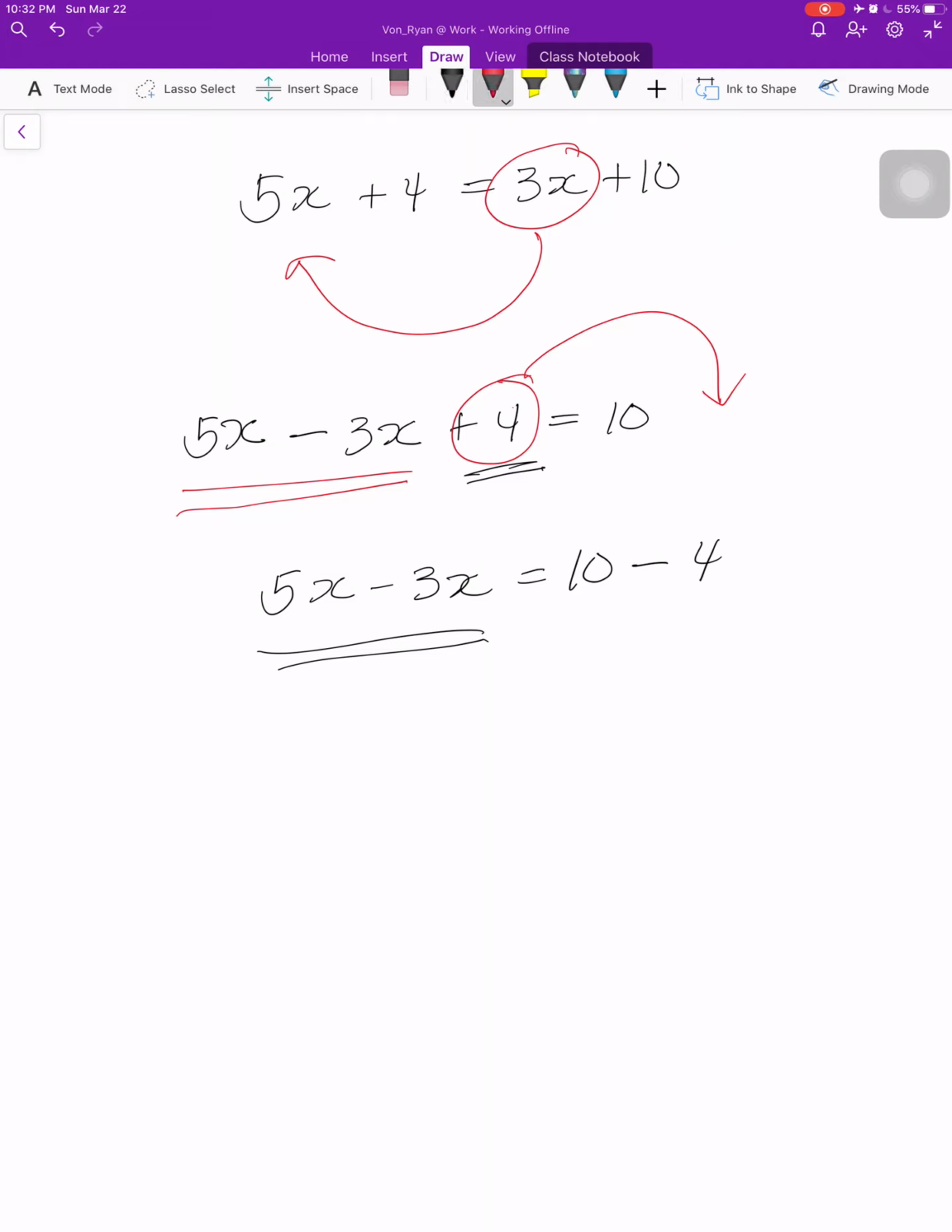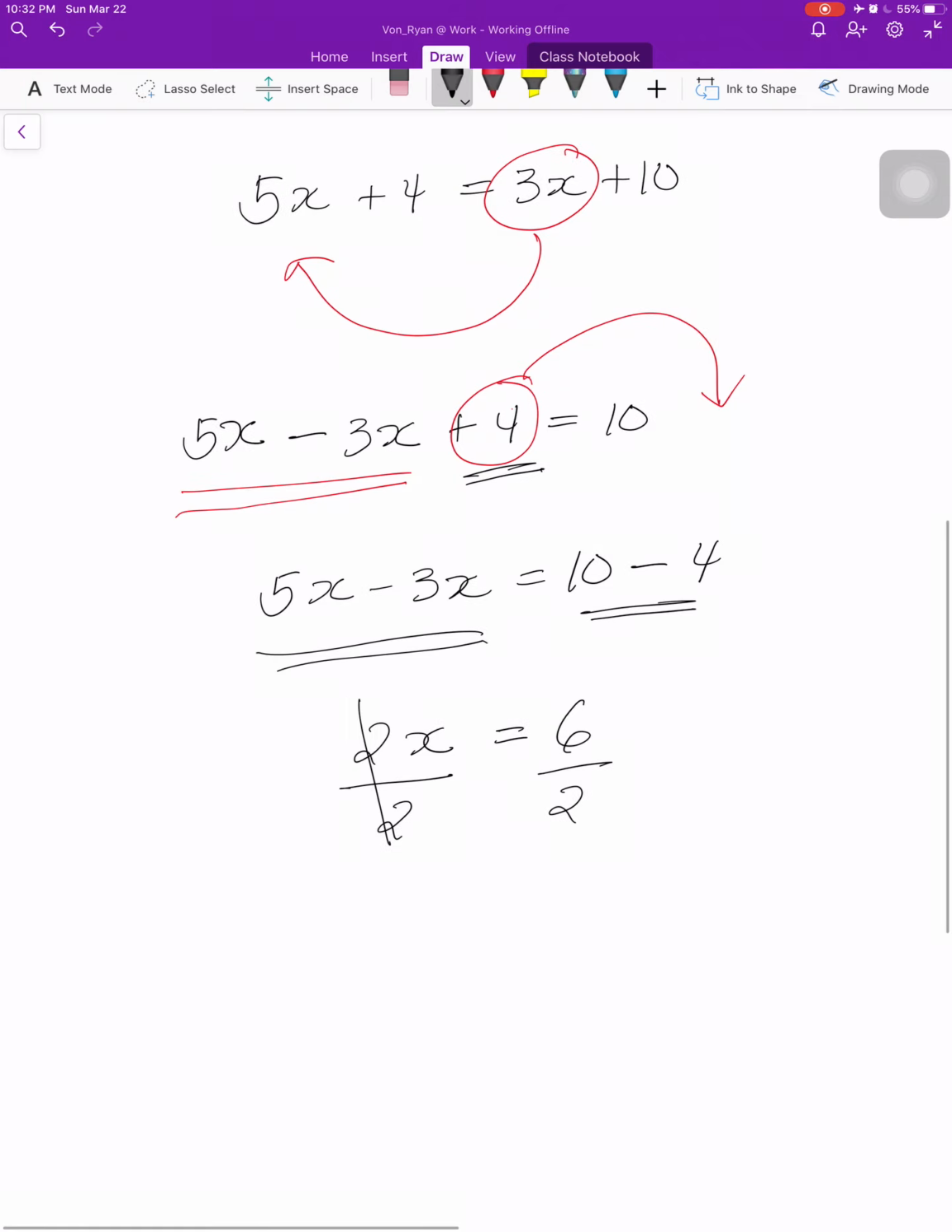So first here you need to combine like terms. So 5x minus 3x is 2x, okay, and then 10 minus 4 is 6. Now you have 2x equals 6. It's literally telling you 2 times a number equals 6. So what do you do? You divide both sides by 2, because the opposite of multiplication is division. And so by doing that, you can cancel 2 on the left hand side. So x is equal to 3. And that's your final answer.